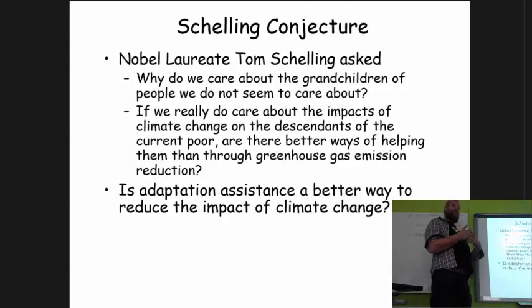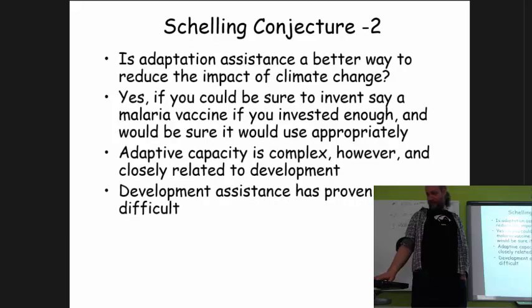Yes, if there were a magic wand that we could wave, or just money being put on the table that would stimulate development, then it may well be that that is a much better way of reducing vulnerability or reducing the impacts of climate change and greenhouse gas emission reduction. But as we don't know how to stimulate development, we know it a little bit, to be fair to my colleagues, then the answer to the Schelling conjecture is not immediately obvious.